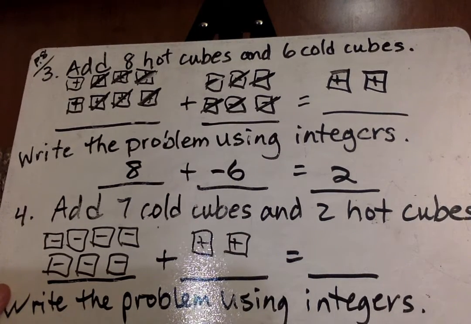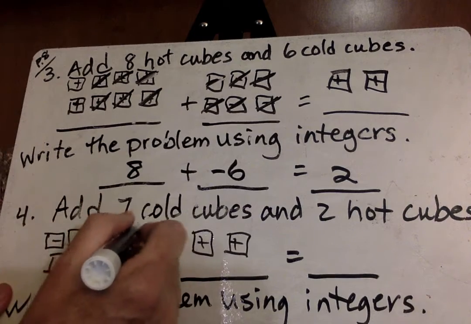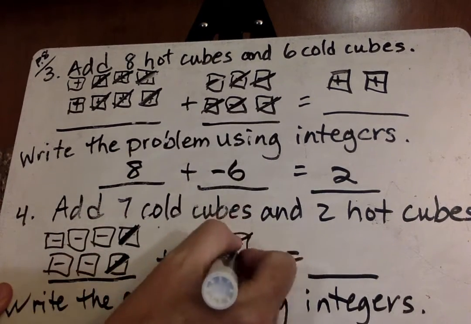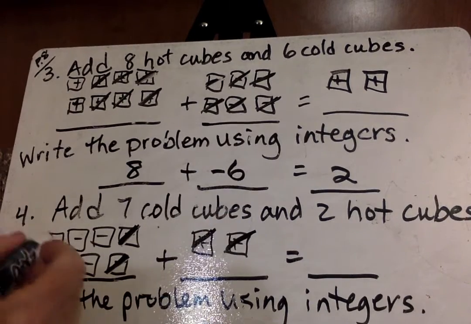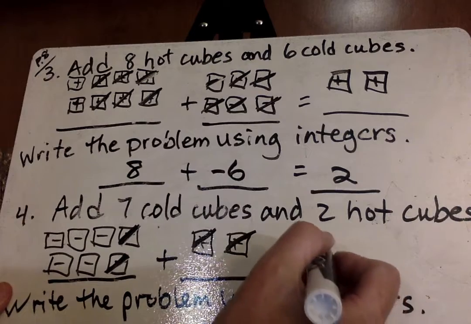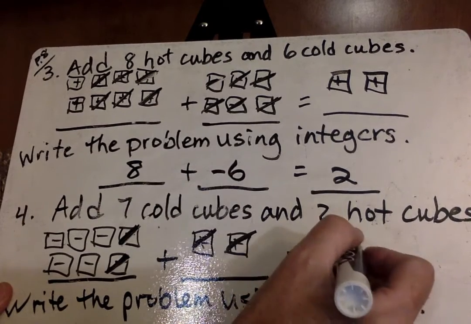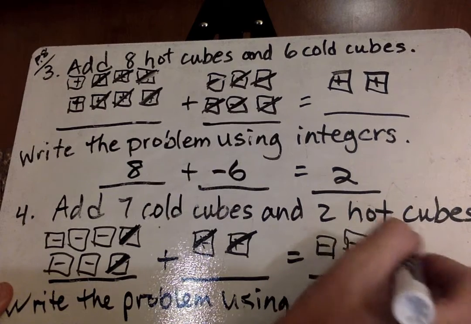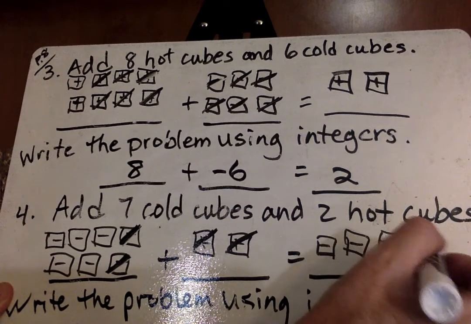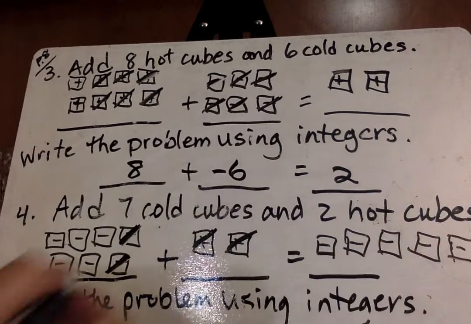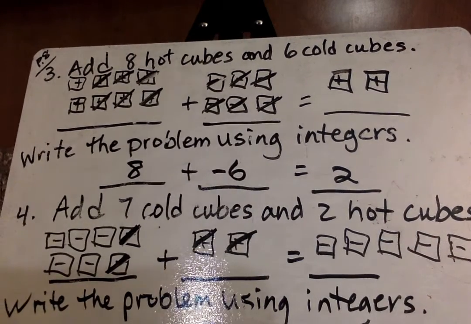So who's going to win this war if it's a war? Right here, negative and positive, negative and positive. Those two take each other out. So how many's left? 1, 2, 3, 4, 5. So it'll be 1, 2, 3, 4, 5. Okay, so write the problem using integers.